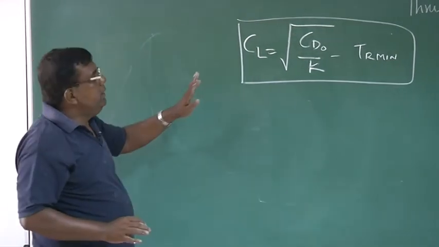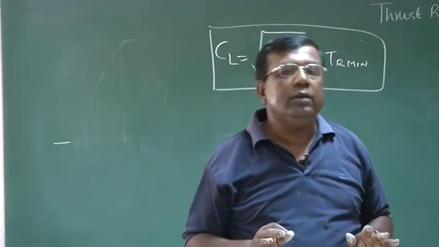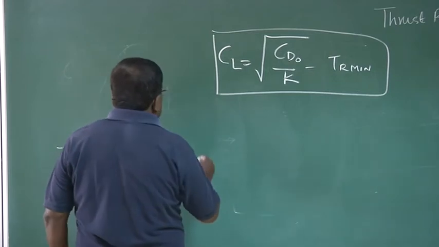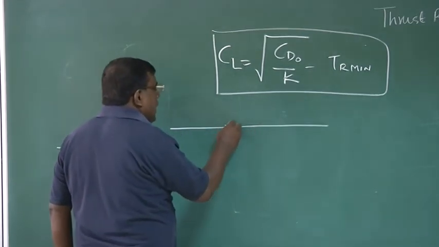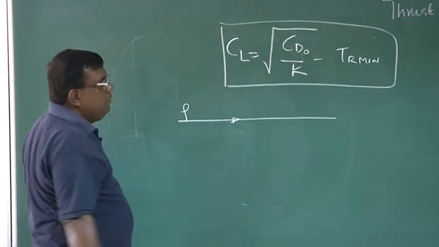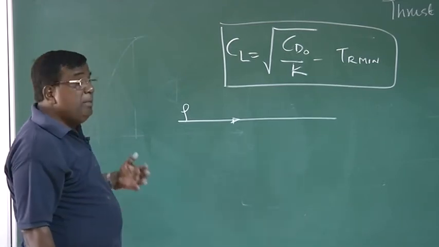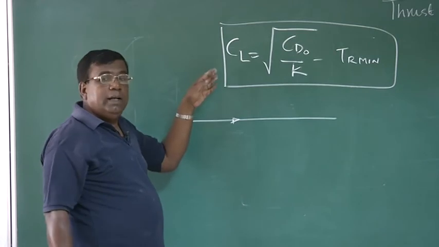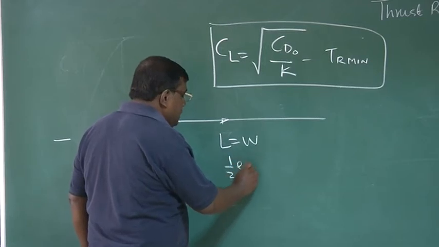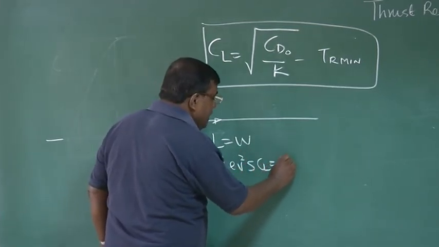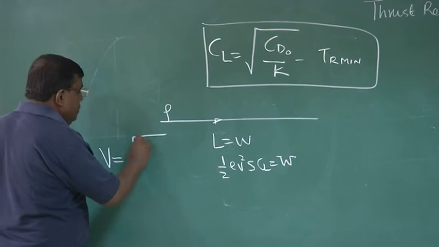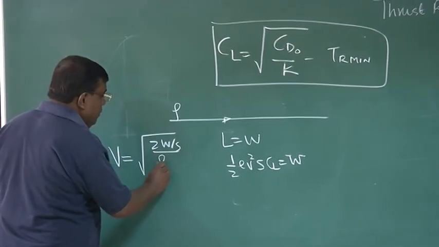This is fine that you need to fly at CL equal to CD naught by K to ensure thrust required minimum. Nobody is contesting that. But what is our main purpose? Main purpose is I want to fly at a particular altitude. Let's say that altitude has density rho. My purpose is I have to ensure that lift equals weight. That is, half rho V square S CL is equal to weight. And that means I need to fly at V equal to root of 2 W by S rho CL.